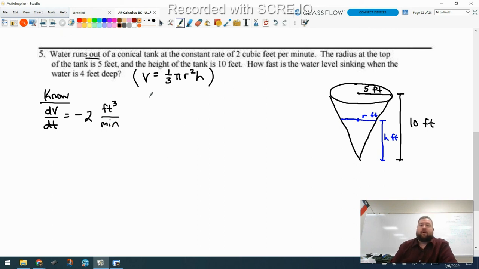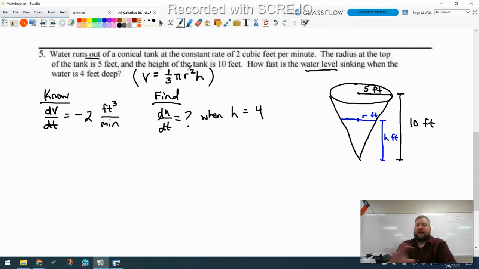All right, we're trying to find how fast is the water level. Fast, rate of change of the water level, that's h. So we want to find dh over dt when the water is 4 feet deep. So when h is equal to 4. All right, so this one's a tricky one. We need to find an equation that relates V to H, because those are the only two variables we know anything about, V and H. Our formula has three variables. It has V, it has H, and it also has r. So I need to find a way to get r out of there.